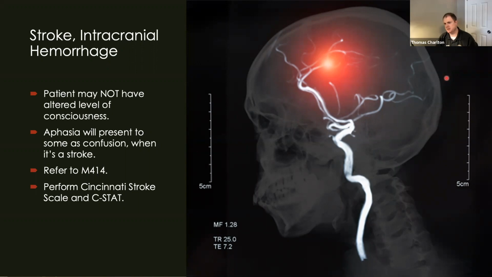It's important to treat these according to the stroke protocol, which is M414. Make sure you perform a Cincinnati stroke scale and a CSTAT on these folks to help determine where they need to go.